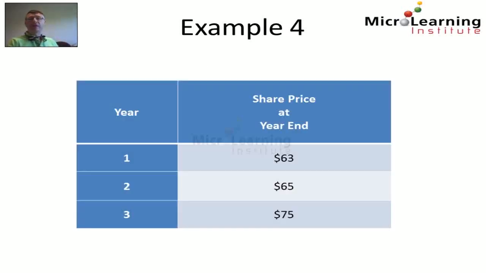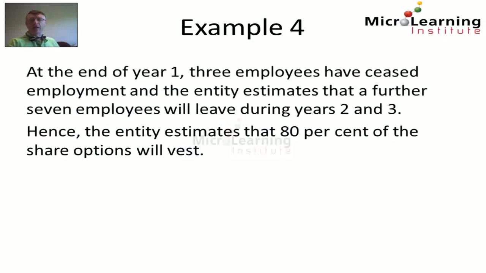So here we're given a table of the share price at each year end. So at the end of year 1, the share price goes from 60 at grant date to 63, then further up to 65 at the end of year 2, and further up to 75 at the end of year 3. We're then told that at the end of year 1, 3 employees have ceased employment, and the entity estimates that a further 7 employees will leave during years 2 and 3. Hence, the entity estimates that 80% of the share options will vest.